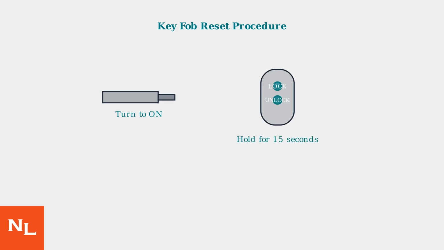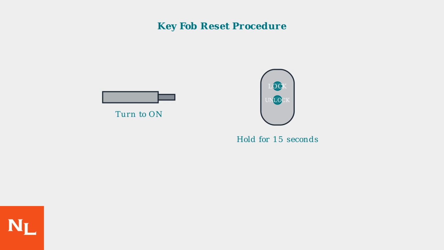When basic fixes don't resolve your alarm issues, advanced troubleshooting methods can reset the system's memory and resolve deeper software conflicts. The first method is a key fob reset. Start by inserting your key and turning it to the on position without starting the engine. Next, locate the lock and unlock buttons on your key fob.